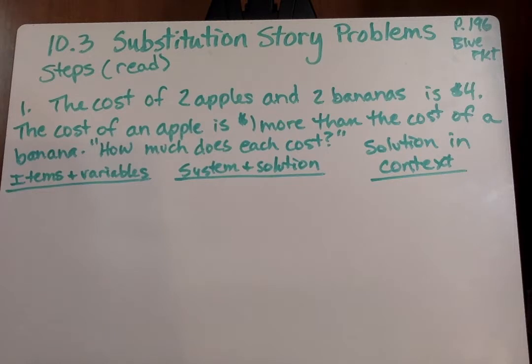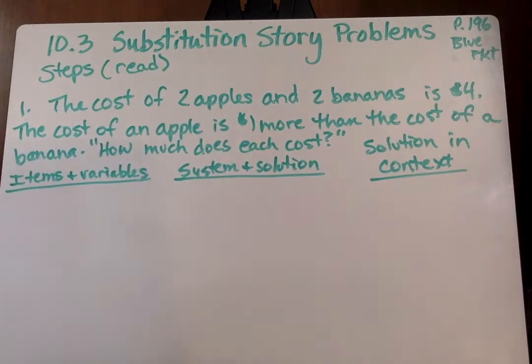In our instructions, write a system of equations to solve for the two numbers. Find the two numbers. So here we have number 1. The cost of 2 apples and 2 bananas is $4. The cost of an apple is $1 more than the cost of a banana. It doesn't ask you, but up above you're supposed to find the two numbers, or how much each costs. So first we want to find the items and the variables.